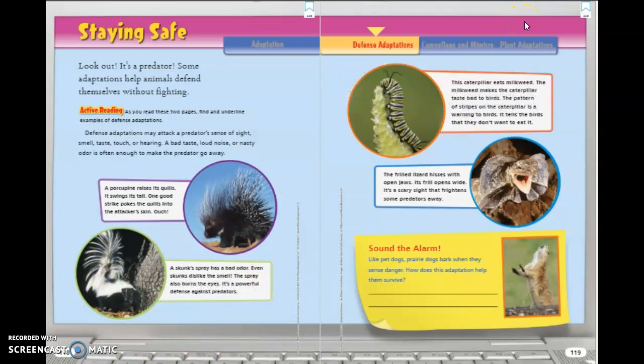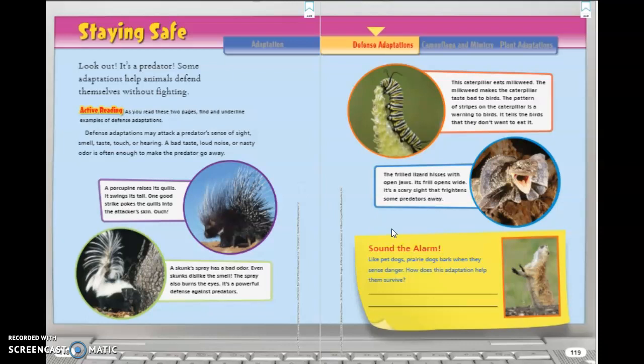Okay, next one. The caterpillar eats milkweed. The milkweed makes the caterpillar taste bad to birds. The pattern of stripes on the caterpillar is a warning to birds. It tells the birds that they don't want to eat it. So you should be going from the caterpillar stripes right here to where the caterpillar stripes are in the picture. The frill lizard hisses with open jaws. Its frill opens wide. It's a scary sight that frightens some predators away. So you should be going from frill opens wide to the frill in the picture over here for the lizard.